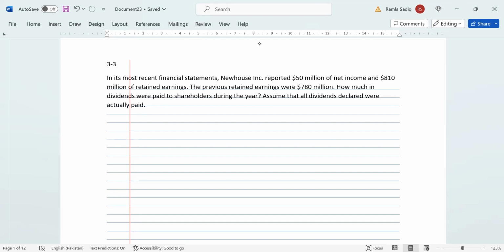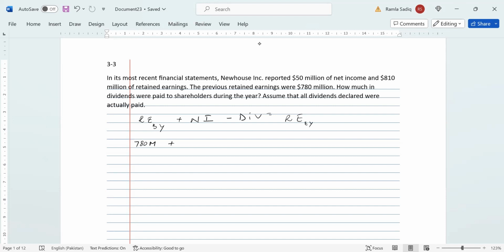All right. Now, essentially, we know that the retained earnings for the beginning of the year plus net income throughout that entire year minus our dividends paid are going to be equal to our retained earnings for the end of the year. Now, because we know this, we can plug in all of our values. So the retained earnings at the beginning of the year are essentially the same as the end of the previous year. So we've got 780 million for the beginning of the year.